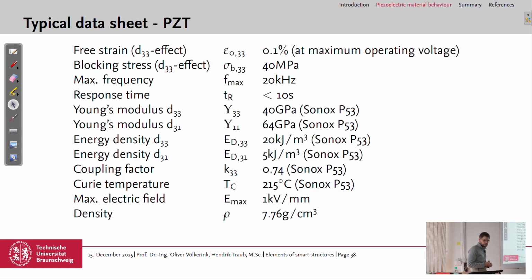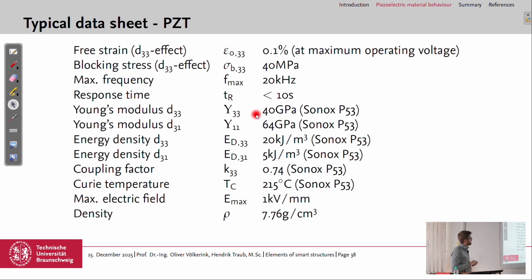Now, I also have a typical data sheet of this lead zirconate titanate ceramic. So we have a strain of 0.1%, so not much. The blocking stress is about 40 megapascals. So this is the stress we could achieve when it's not embedded in a structure. Frequency is up to 20 kilohertz, but we have not gone into detail about this.